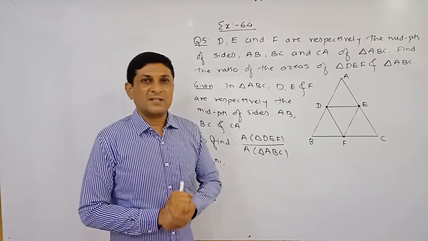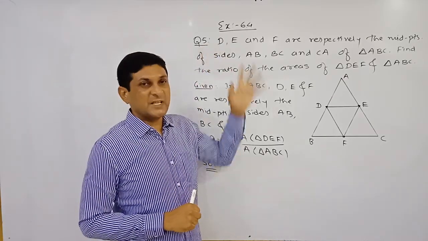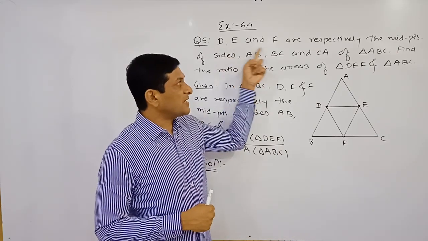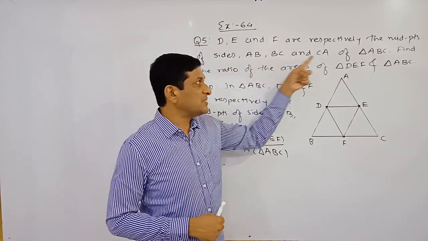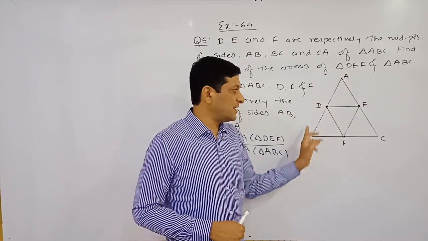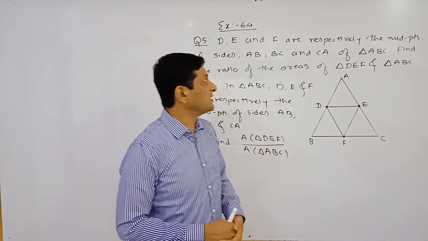Hello friends, now we are starting the next example, number 5 from exercise 6.4. Observe the given condition: D, E, F are respectively the midpoints of sides AB, BC and CA. So D, E, F are the midpoints of sides AB, BC and AC. It is given to us.